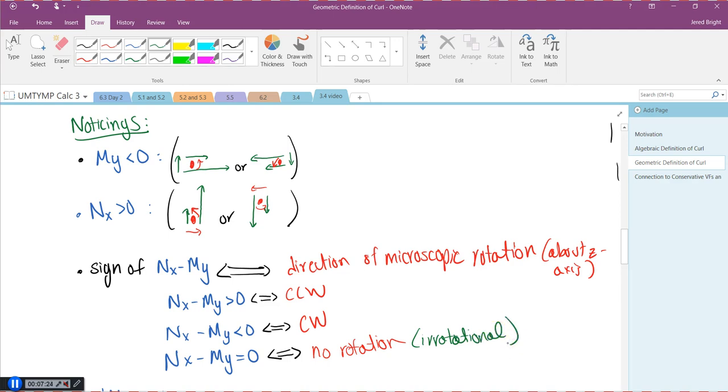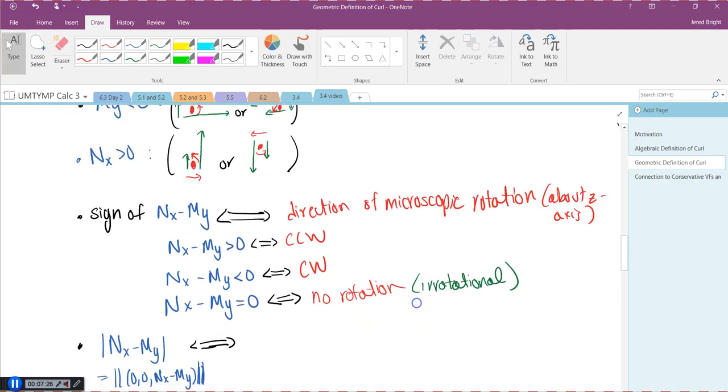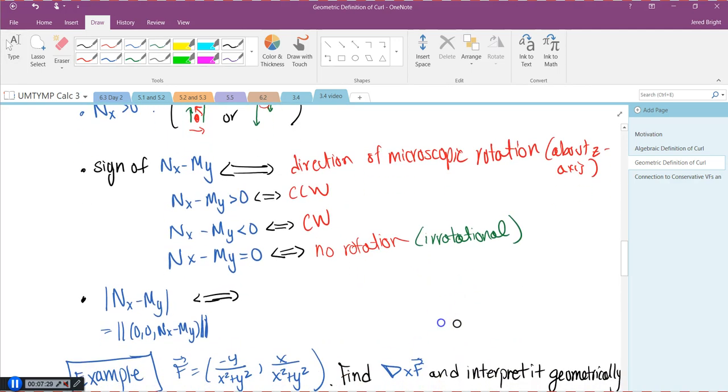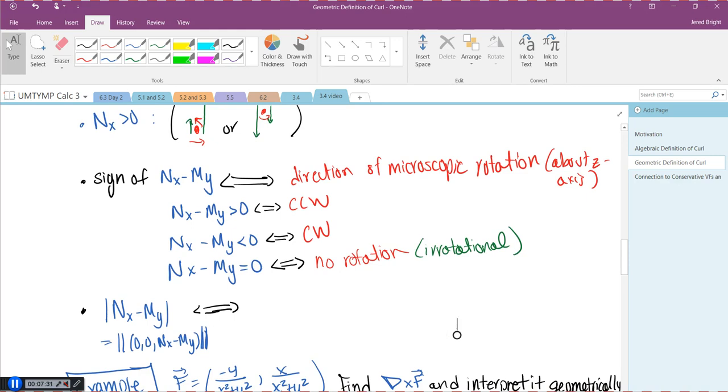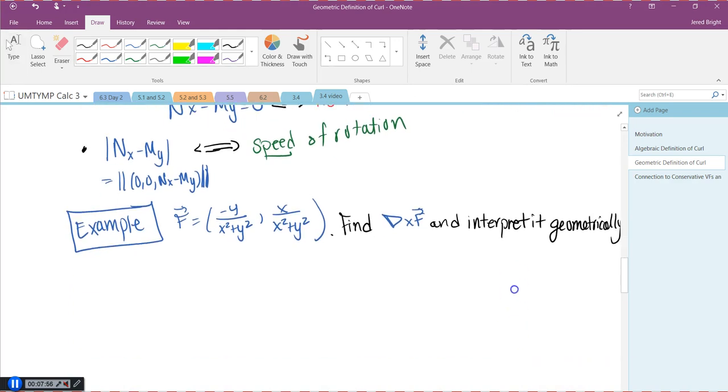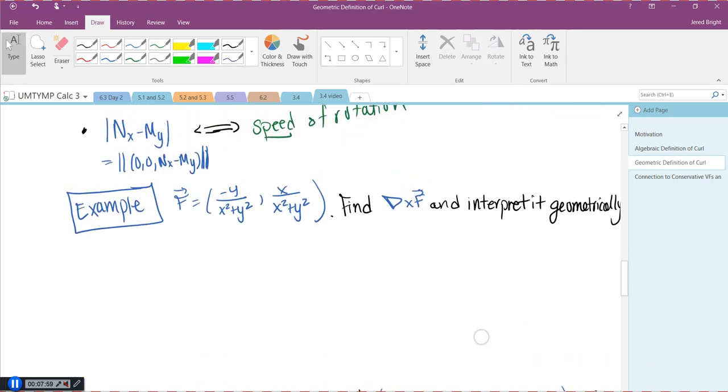Okay, and then a couple other things to go with this. That last part was very important. But when we think about the absolute value of n sub x minus m sub y, which really is the length, since we only have one component in our 2D curl, we identify the length here as really the speed of rotation. Okay, and just a quick example here, and then we'll conclude this video.